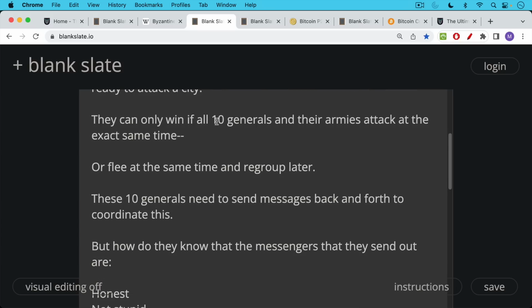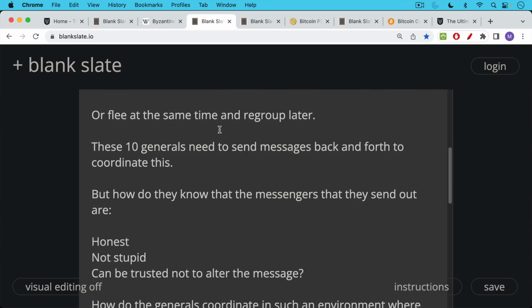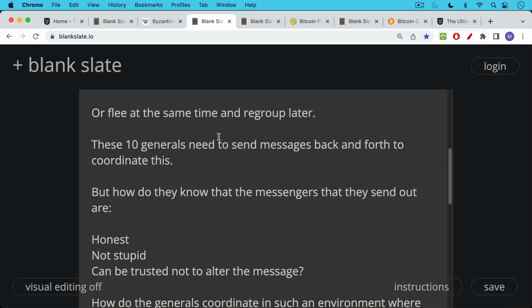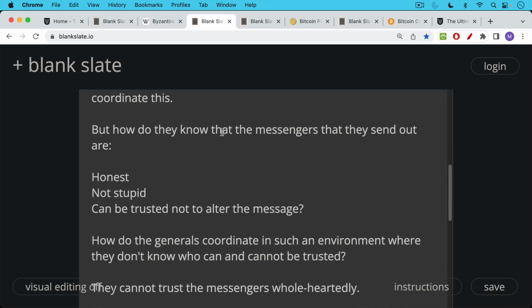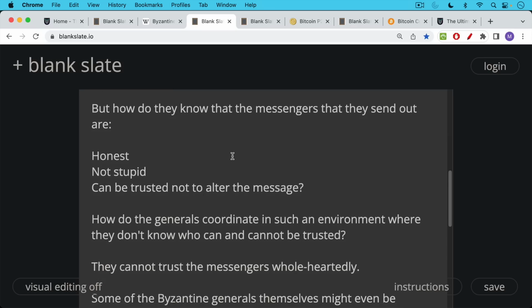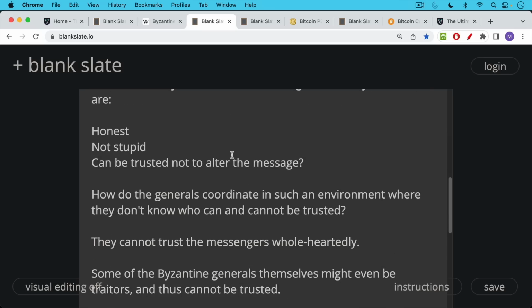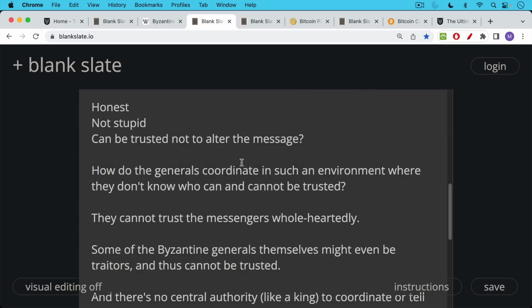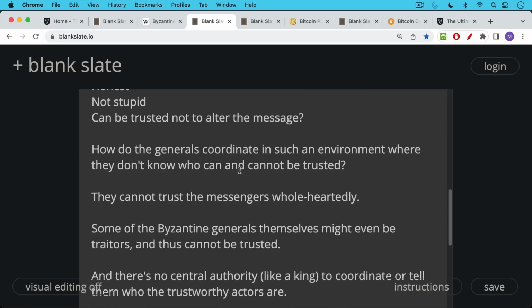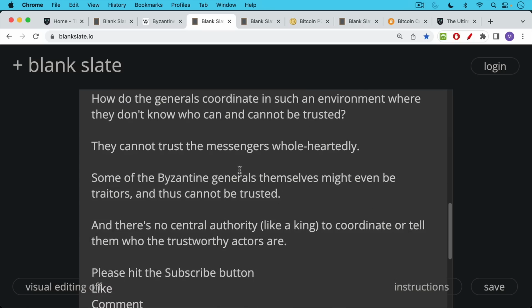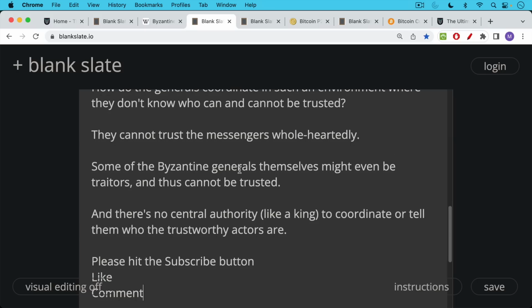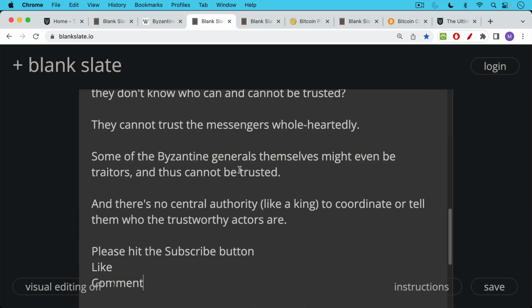These 10 generals need to send messages back and forth to coordinate this, but how do they know that the messengers they send out are honest, not stupid, and can be trusted not to alter the message? In other words, how do the generals coordinate in such an environment where they don't know who can and cannot be trusted? They cannot trust the messengers wholeheartedly, and some of the Byzantine generals themselves might even be traitors and thus cannot be trusted. And the other assumption is that there's no central authority, like a king, for example, who could coordinate or tell everybody who the trustworthy actors are.